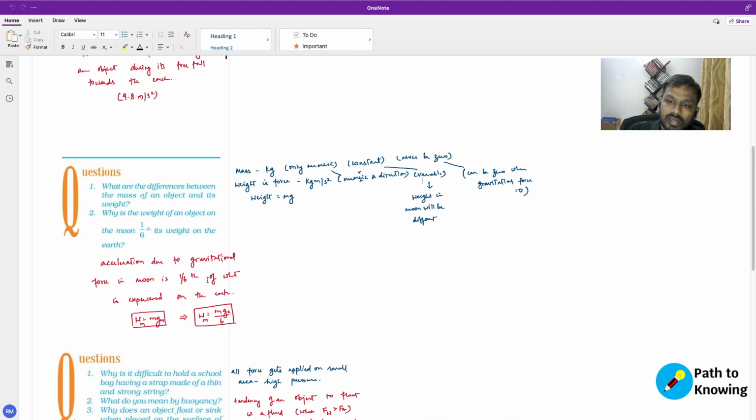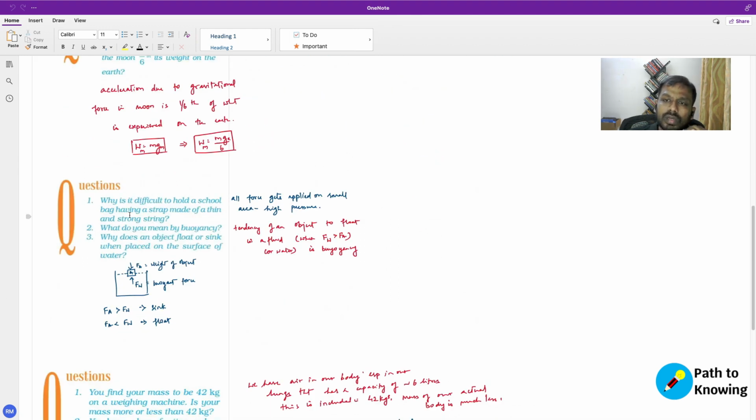So if you apply that in the equation for weight, we know that the weight of an object on the moon is equal to mass times the gravity on the moon. Then the gravity of the moon you can equate to the gravity on the Earth divided by 6, right? So when you equate that, the weight on the moon becomes 1/6 of its weight on the Earth. So it's mainly because the acceleration due to gravity on the moon is 1/6 of what is experienced on the Earth, and that is what reflects on the weight also.